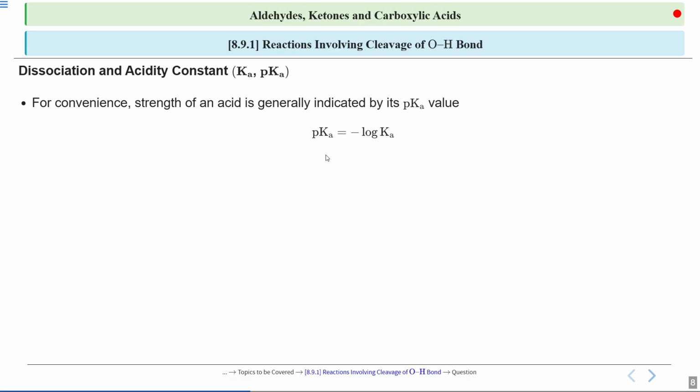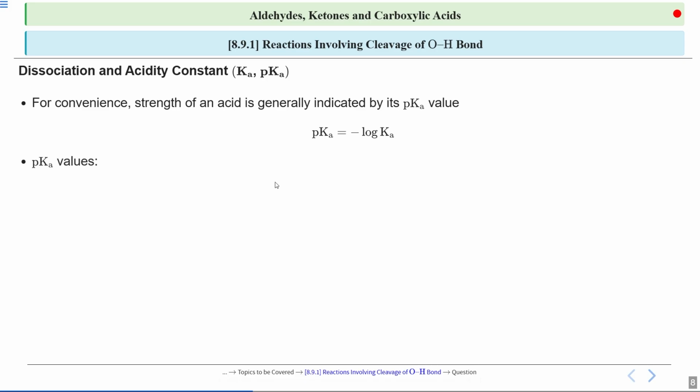This is a very famous formula which you must have studied in the equilibrium chapter of class 11th. This formula says that pKa equals negative log of Ka. This relationship is quite important if you have to calculate the pKa value from the dissociation constant Ka. So if you know the value of Ka, you can find the value of pKa.